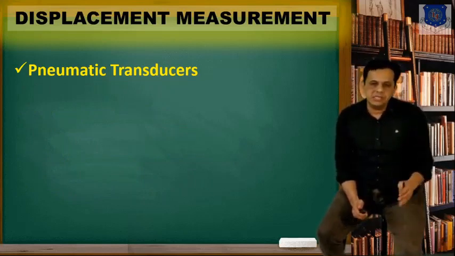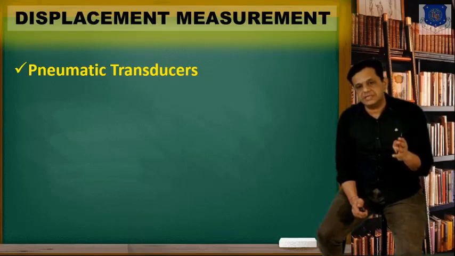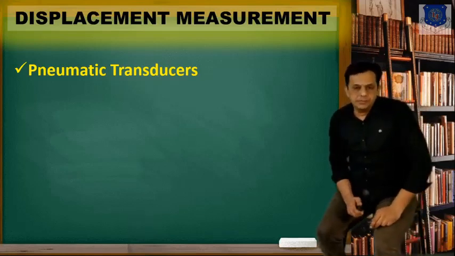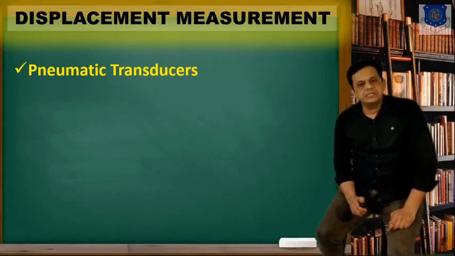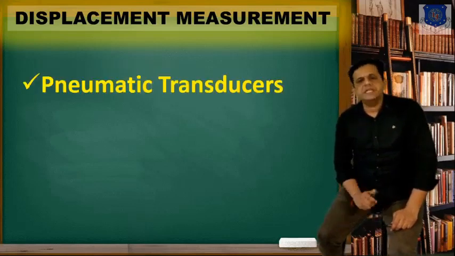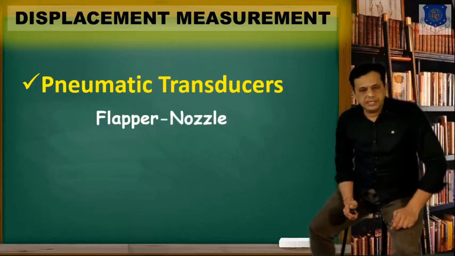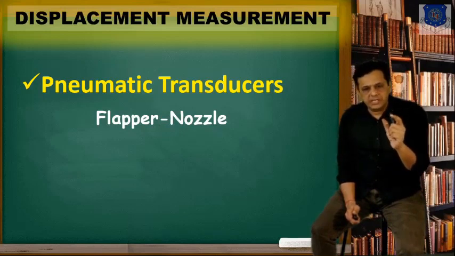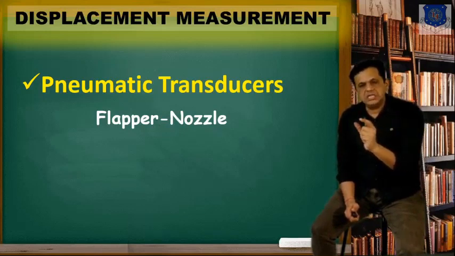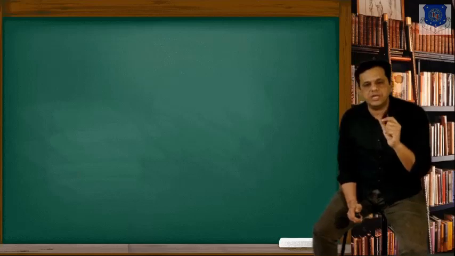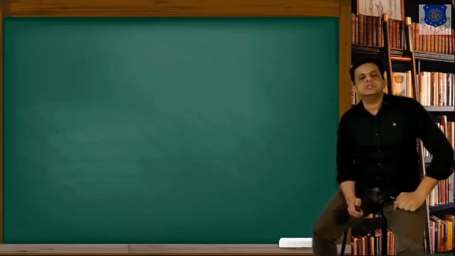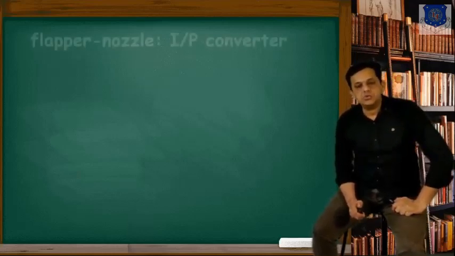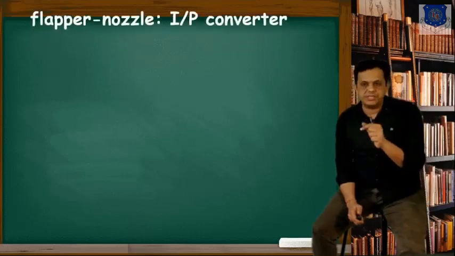Here we will start with the flapper nozzle assembly that we studied in the previous semester 4 under principles of measurement sciences. Pneumatic transducers here talk about pressure. Pressure will be transferred in terms of displacement. So how does it work? Let us once again revise the concept of the flapper nozzle, where we used to convert current to pressure.